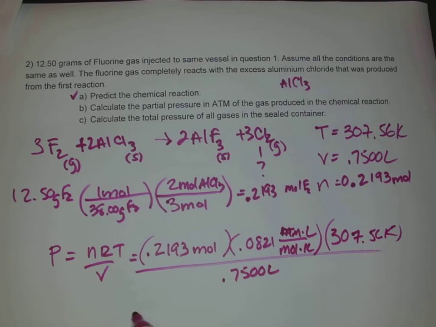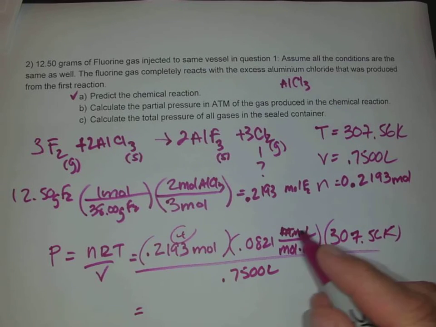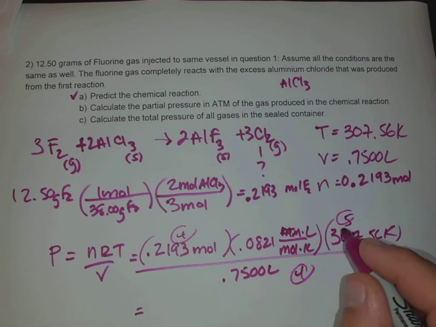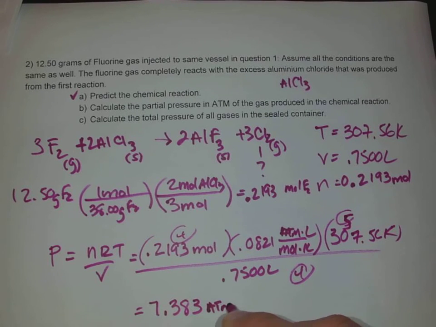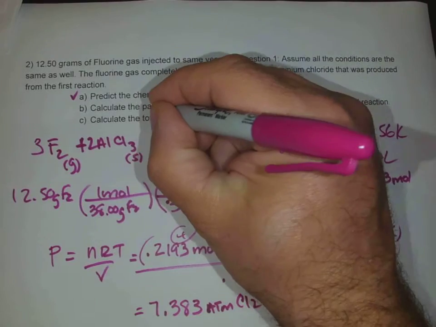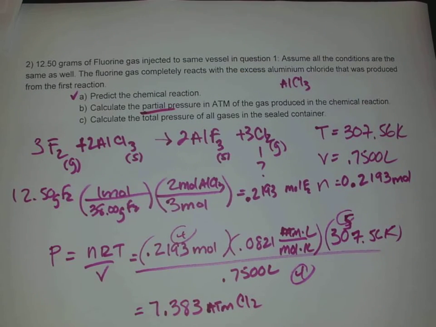And if we do this right, to 4 significant figures, because this is 4, this is 5, this is 4, you should get 7.383 atm of the Cl2. Now, we call it a partial pressure because remember, we're doing it in the same vessel as the first reaction. Well, what else is in there? Obviously there's going to be a little bit of aluminum solid that might be in there from the first reaction, but it's not hot enough for it to form a synthesis reaction.